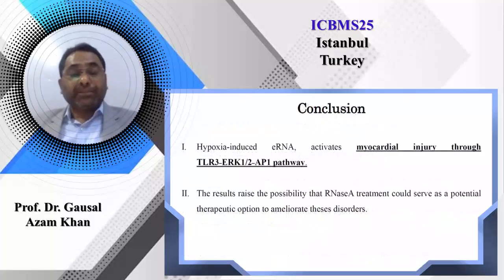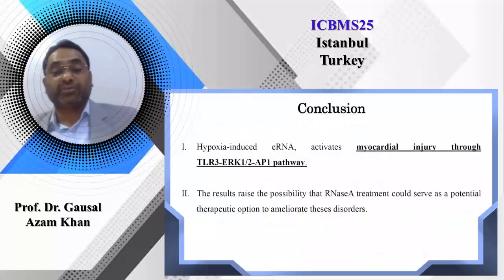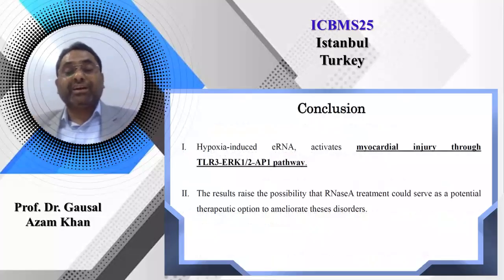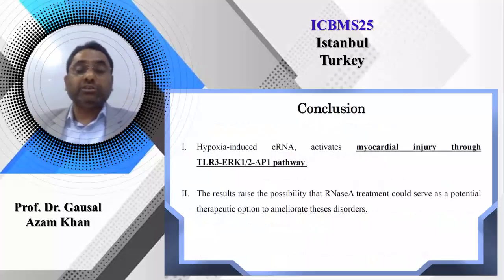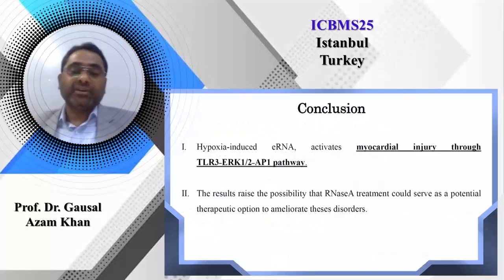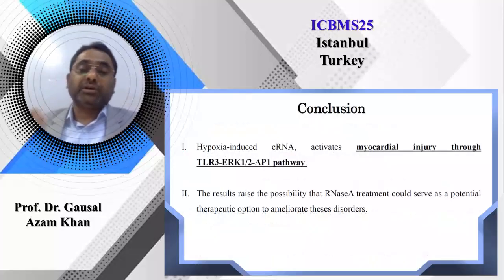So here, the conclusion is: hypoxia-induced eRNA subsequently activates TLR3, leading to accumulation of immune cells in the cardiomyocytes, as well as infiltration of macrophages, leukocytes and neutrophils, and it is also induced through the TLR3, ART and AP1 pathway. So with this result, pre-treatment with RNase A could serve as a potential therapeutic option for this disorder, but it needs several more experiments and a lot more research to finally prove this pathway.